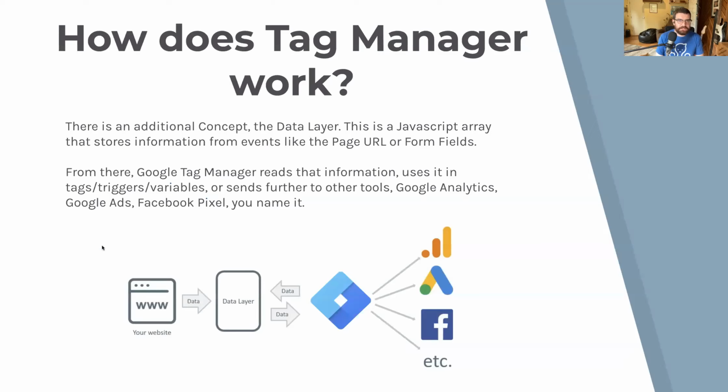Okay, and then this is a visualization of how that data layer works. What we have is your website, and it's going to collect the data, which goes into this little layer here, and then it goes to Tag Manager, and then Tag Manager sends it back to whatever platform it's supposed to go to, whether it's Google Ads, Facebook Ads, Google Analytics, whatever the tag is that's capturing that information and processing it, it sends it back to that platform.